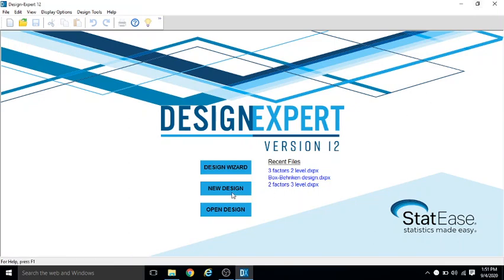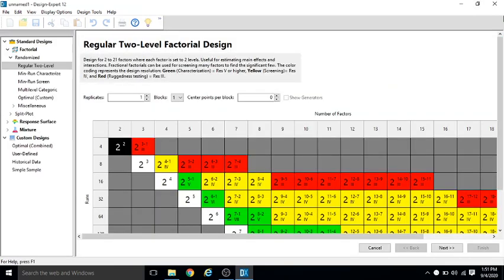So when you click on the new design, the very first screen would be visible like this. So here you can see there are different options. So you can select any particular option as per your need.